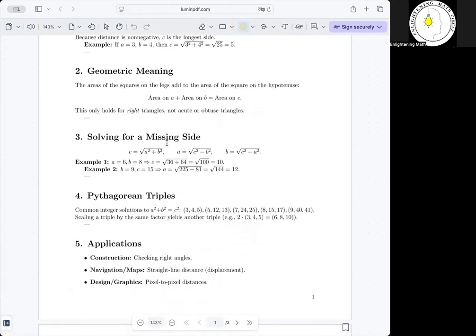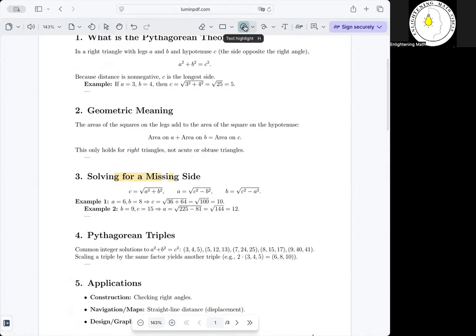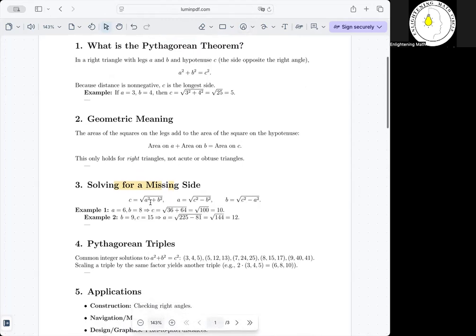So now, to solve for a missing side in the triangle, we have C is equal to square root A squared plus B squared. This is just another formula that we can derive from the original Pythagorean theorem. As we see here, we have A squared plus B squared is equal to C squared, which then becomes C is equal to square root A squared plus B squared when we just move around a few things. So that can also be A is equal to square root C squared minus B squared, or B is equal to square root C squared minus A squared.